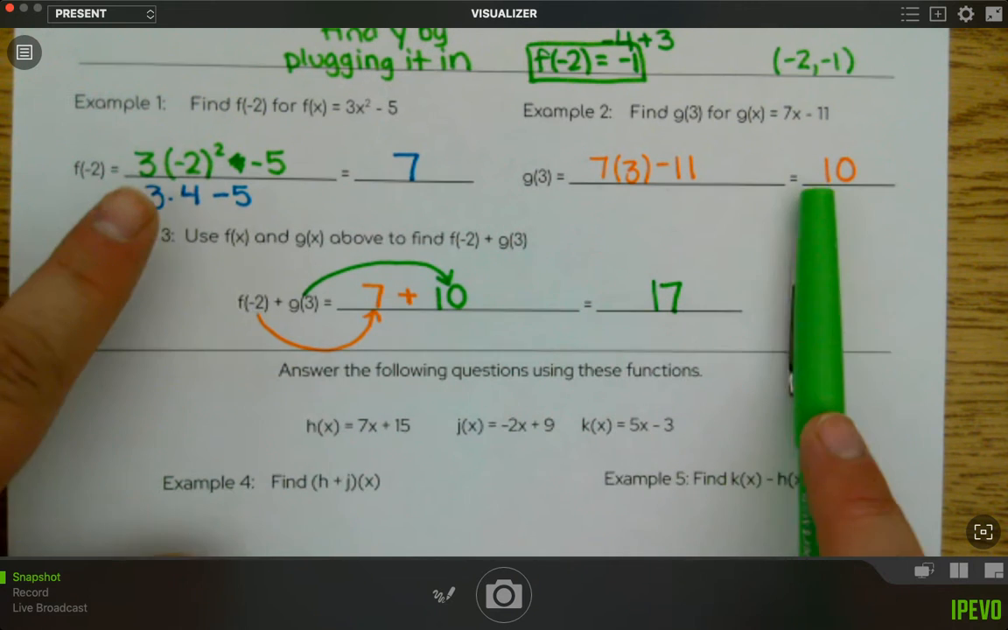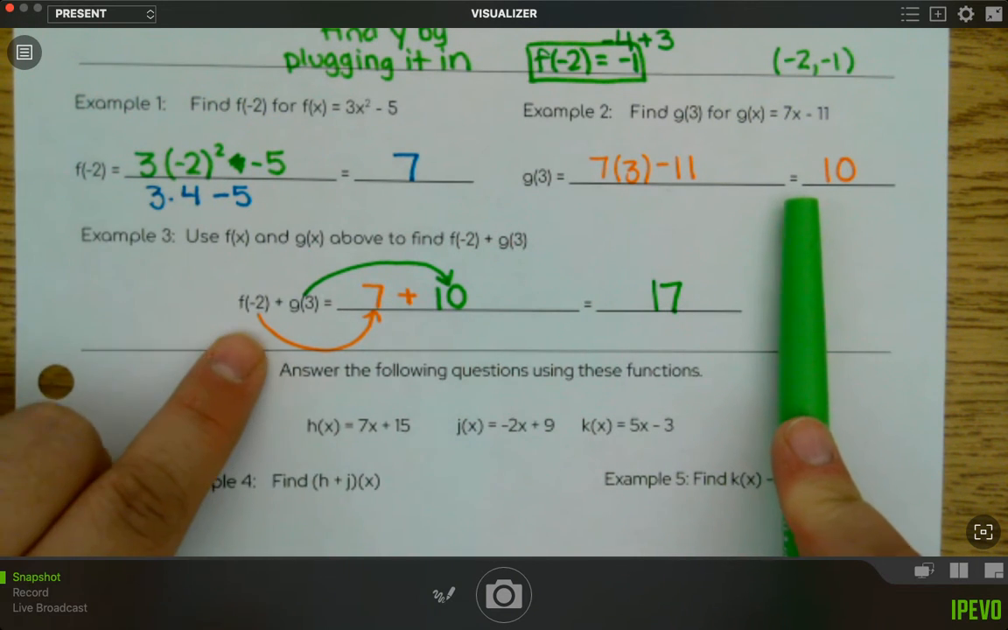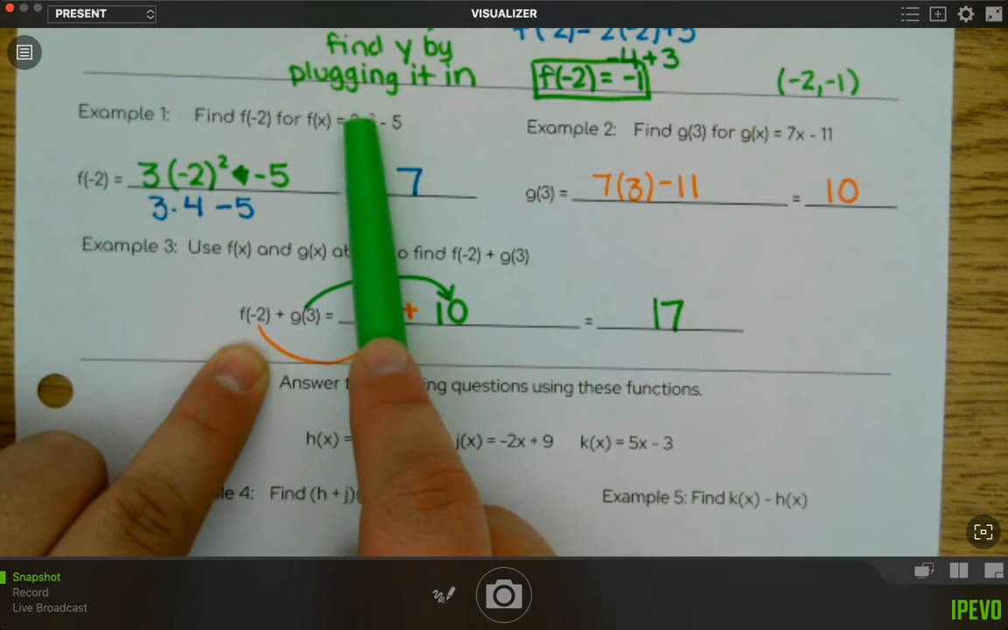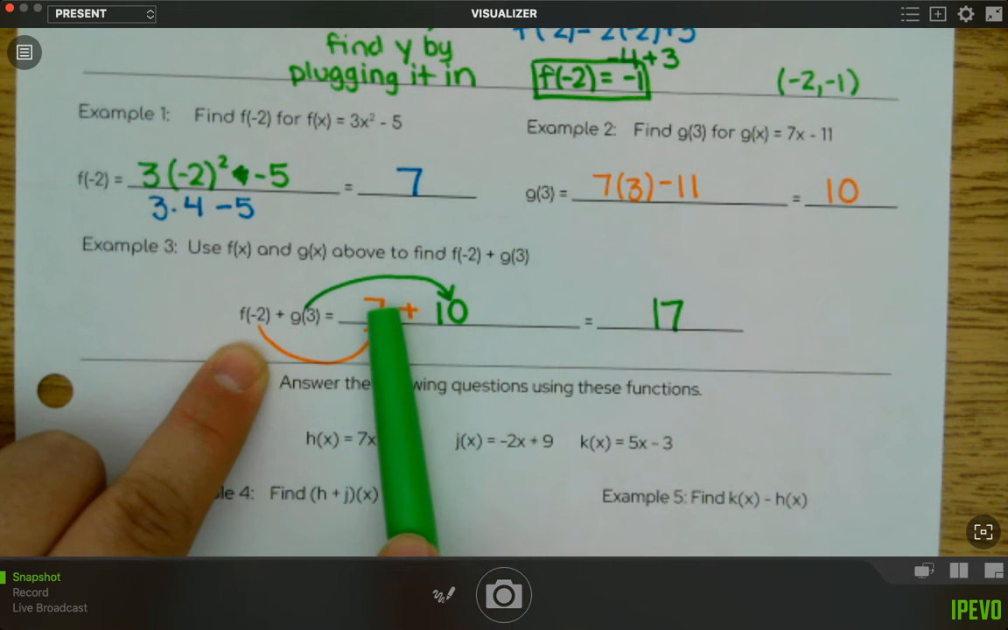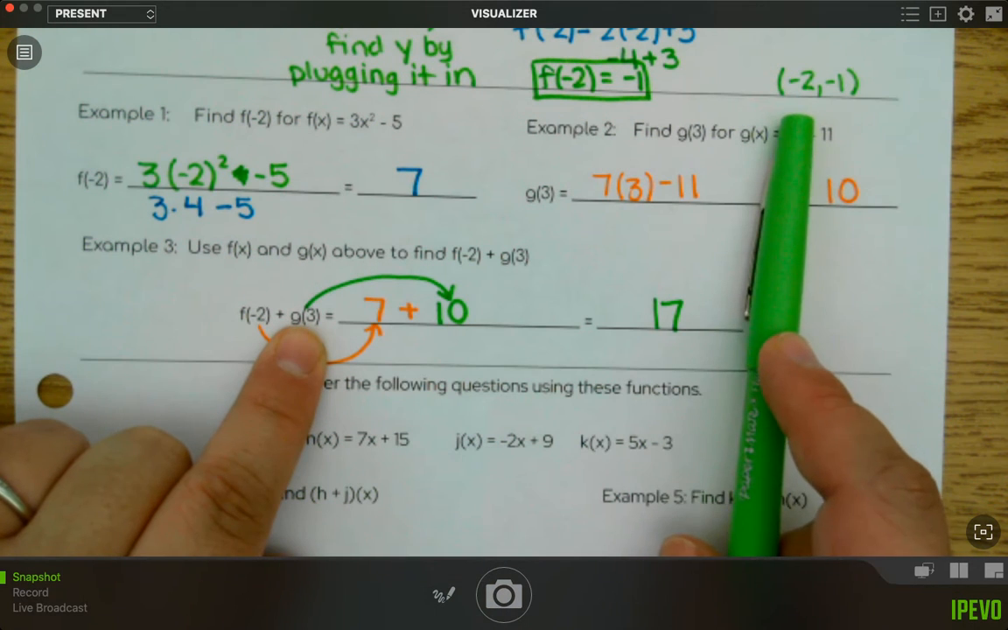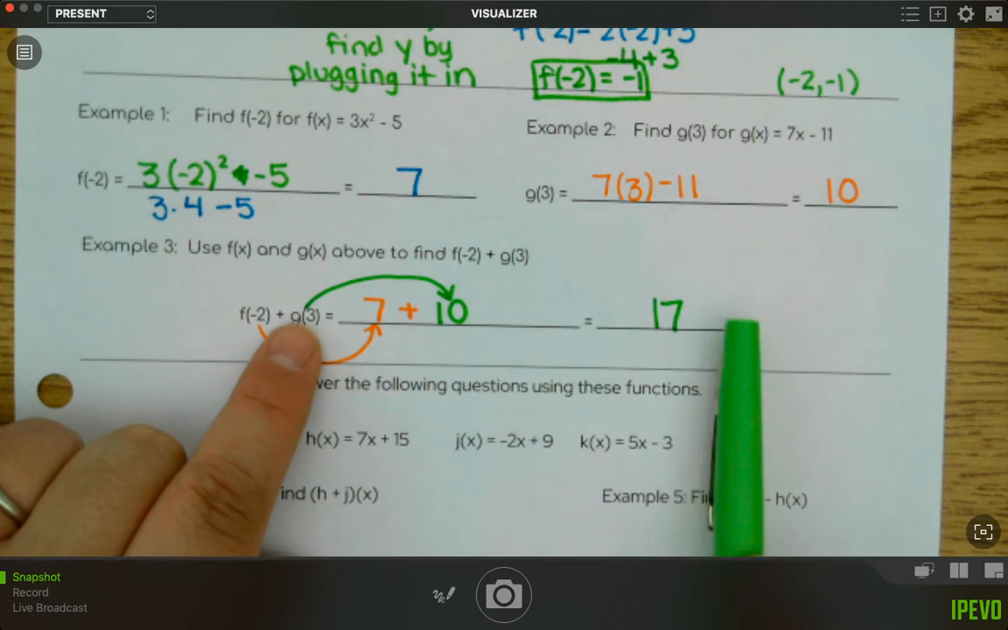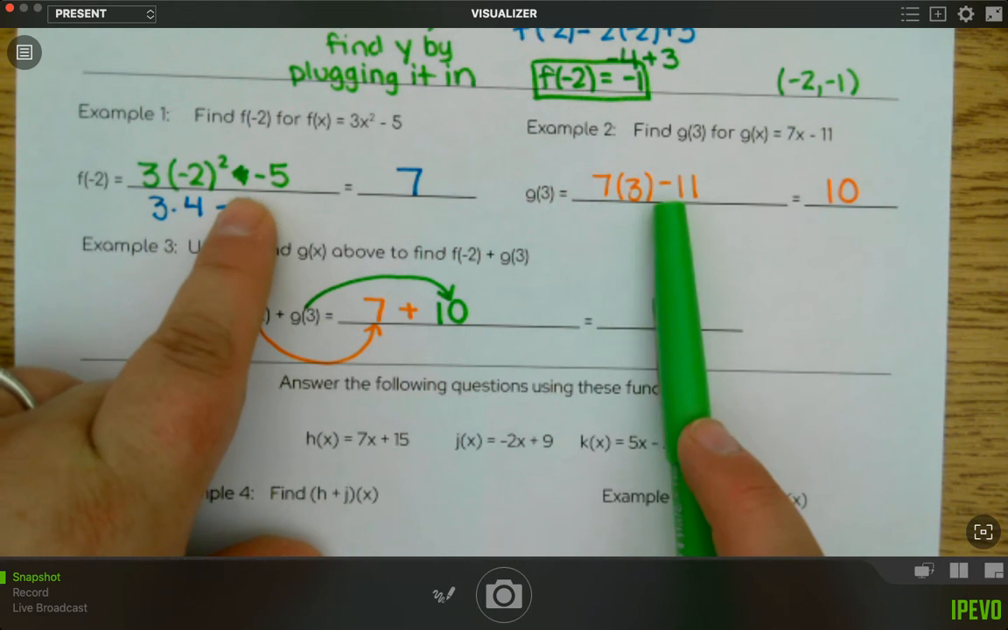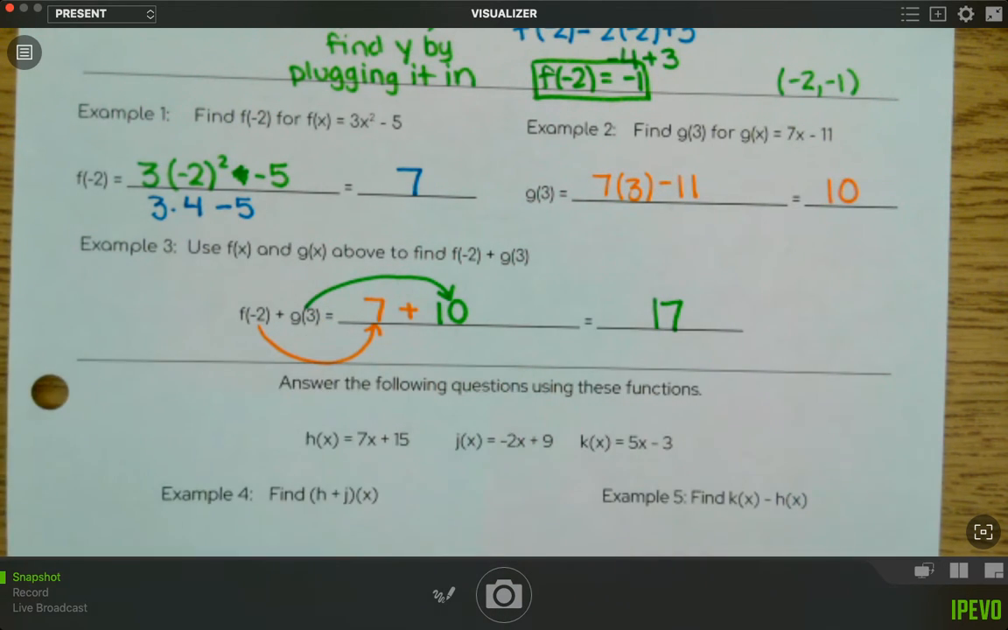If you hadn't already done these, here's what you would do. You would take -2 and plug it in up here and get your answer 7. Then you would take 3, plug it in over here, and get your answer 10. And then you would add them. You would just have to do these two parts as part of this problem instead of having done them already.